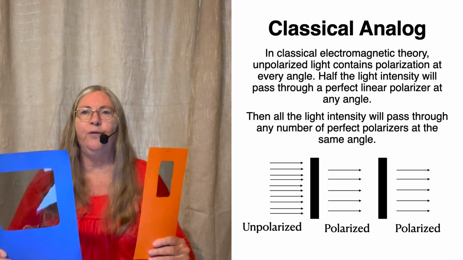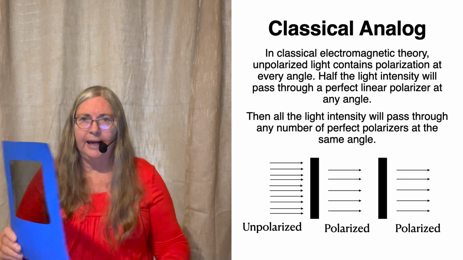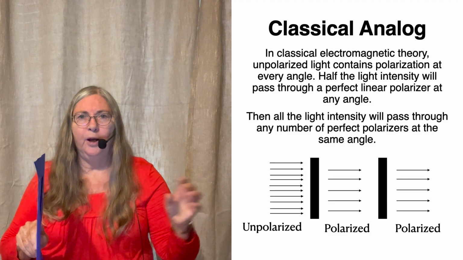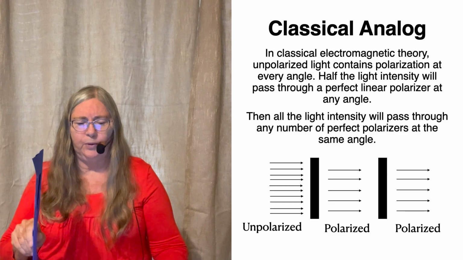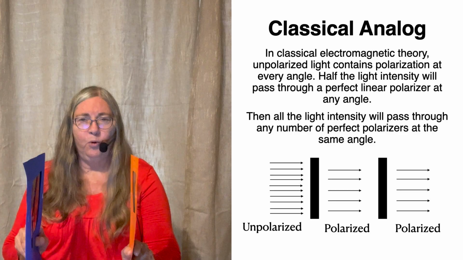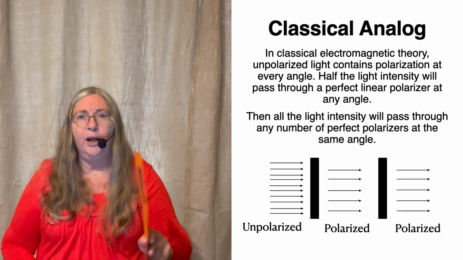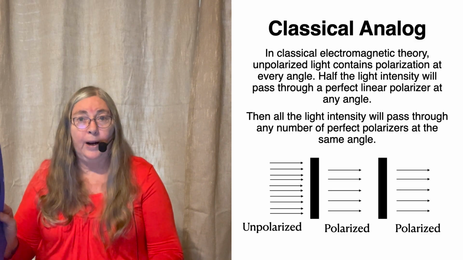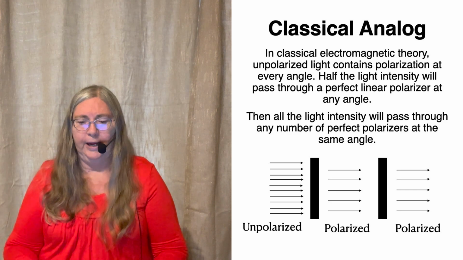Suppose these are two perfect polarizers, and they're linear. We take some unpolarized light, pass it through the first one, and then half of the light will come through, whichever angle it is. Then if we put up another polarizer at the same orientation, then all of that light will come through. And we can use any number of polarizers, and it doesn't change. So it's like the unpolarized light has collapsed to a polarization in this direction.